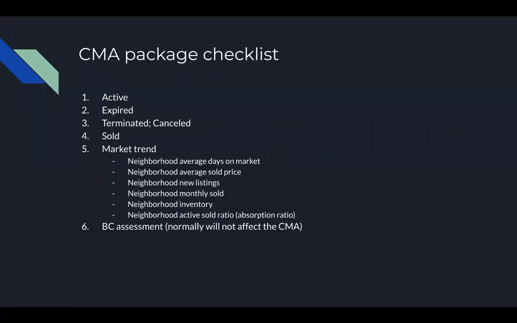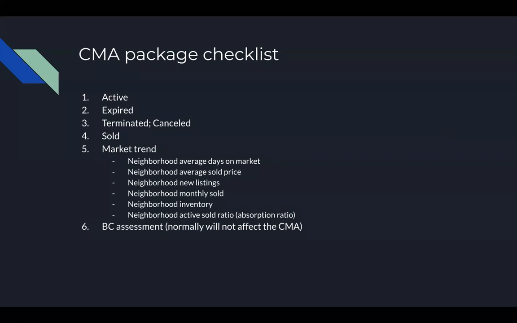So for the CMA package, if you list, basically what you do is log into MLS Paragon. You pull all the information out, like active, expired, terminated or canceled, and sold. And you compare all that information and make an analysis report.